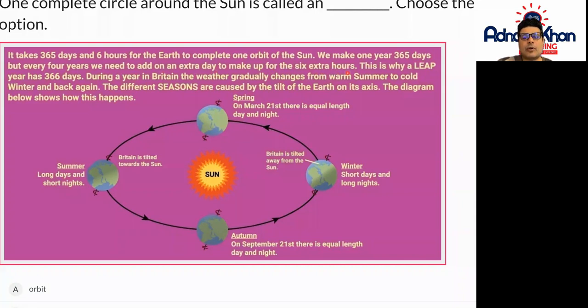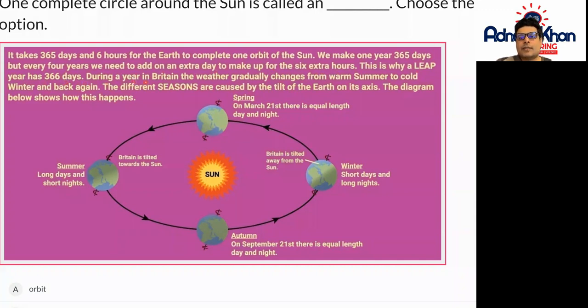So 6 times 4, remember, is 24 hours. This is why a leap year has 366 days. A leap year means once every 4 years, we have 366 days instead of 365 days.